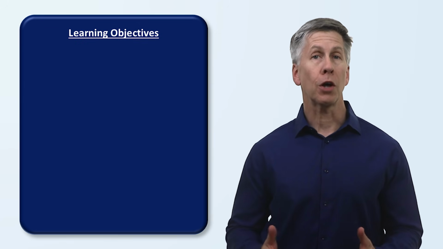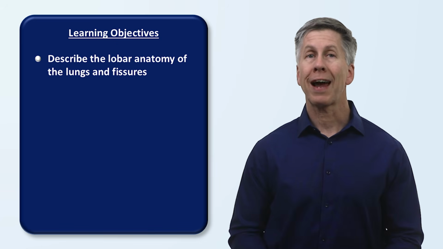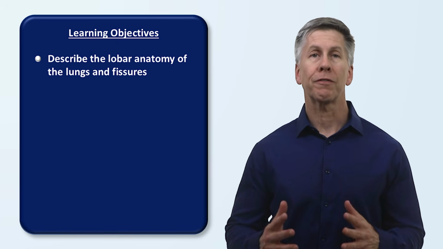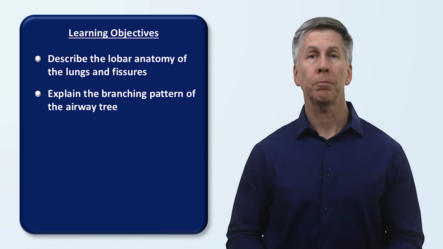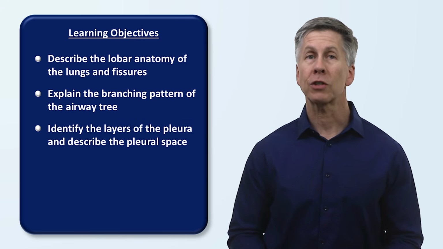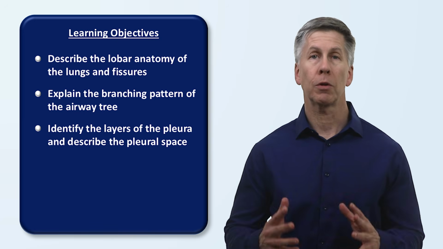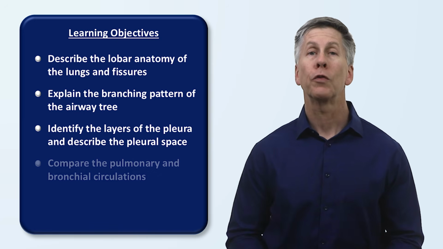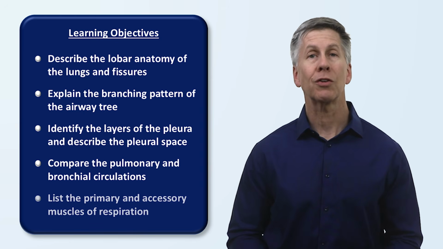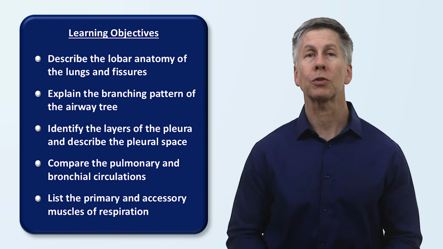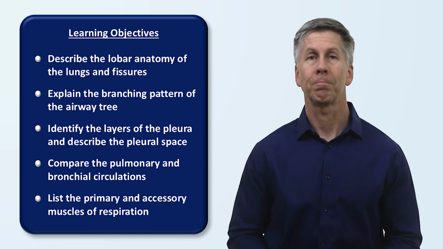By the end of the video, you'll be able to describe the lobar anatomy of the lungs and their fissures. You'll be able to explain the branching pattern of the airway tree, to identify the layers of the pleura and describe the pleural space, to compare the pulmonary and bronchial circulations, and to list the primary and accessory muscles of respiration.